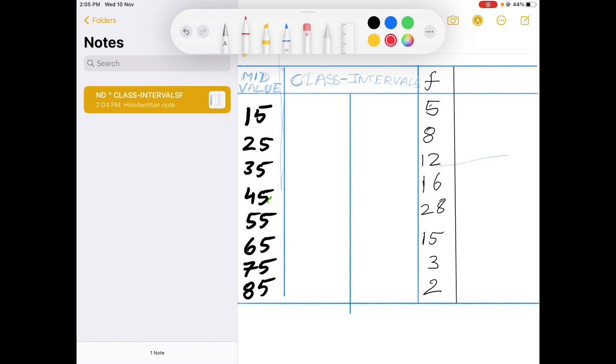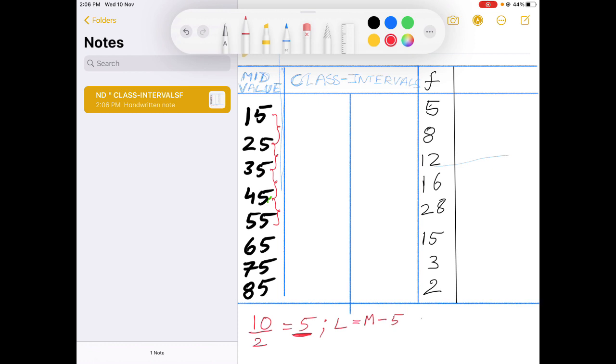But suppose we had to calculate the class interval from the mid value, then what would you do? First step is you calculate the difference between each of the mid values. So the difference between 15 and 25 is 10, between 25 and 35 is 10, between 35 and 45 is 10, 45 and 55 is 10, and so on. This difference, 10, we divide by 2, which gives 5. For the lower limit of the class interval, suppose the midpoint is 15, the lower limit will be midpoint minus 5, the 5 which we have just calculated.